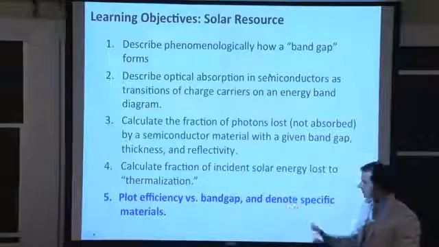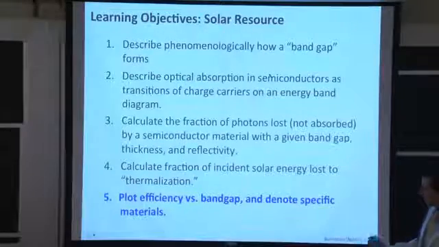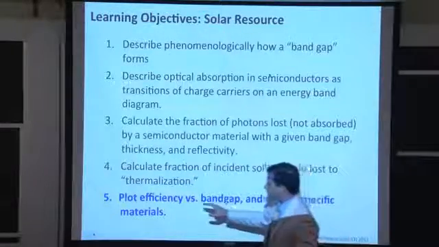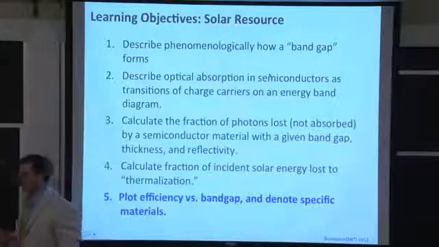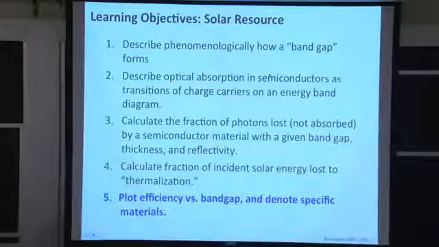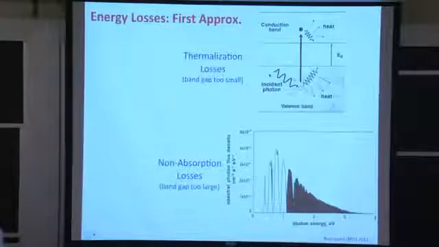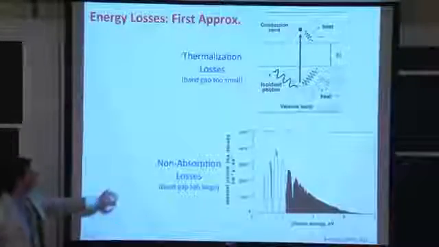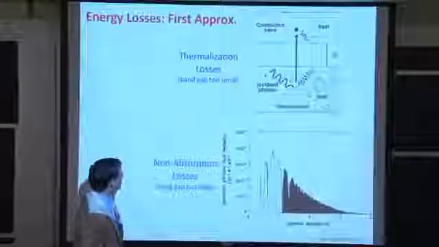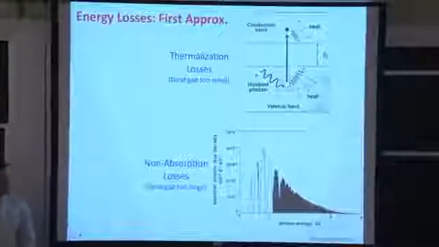So now if we have the solar spectrum and we know the band gap of a semiconductor, we should be able to do a very cursory plot of the efficiency versus band gap energy. So we have thermalization losses when the band gap is too small, and non-absorption losses when the band gap is too large.